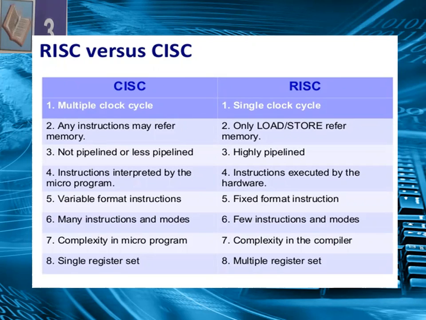In CISC, variable format instructions. In RISC, fixed format instructions. In CISC, many instructions and modes. In RISC, few instructions and modes are available. In CISC, the complexity is in the microprogram, and in RISC, the complexity is in the compiler. Lastly, CISC has a single register set. On the other hand, RISC has multiple register sets.